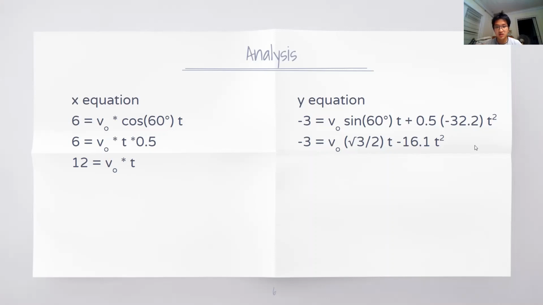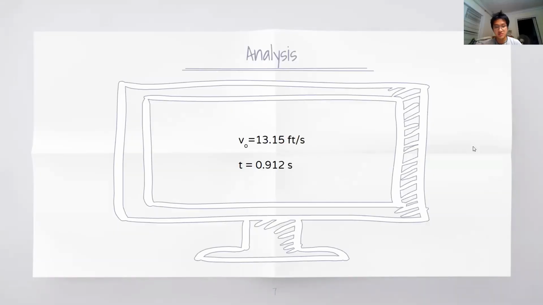And those would be our two equations, and however you want to solve that out, I would just use my calculator, and then I would know that I would have to hit the ball at 13.15 feet per second, and that would be the initial velocity, and the time it would take from my hand to reach the net would be 0.912 seconds.